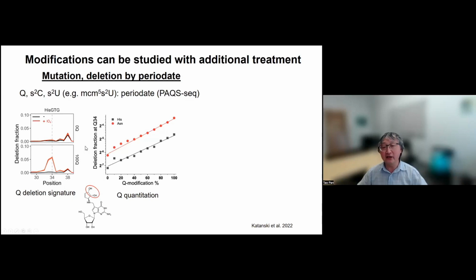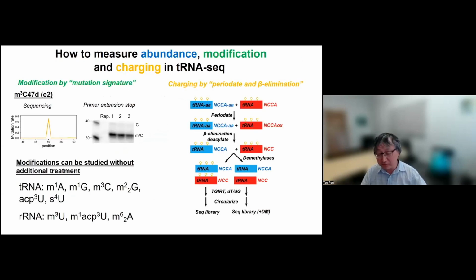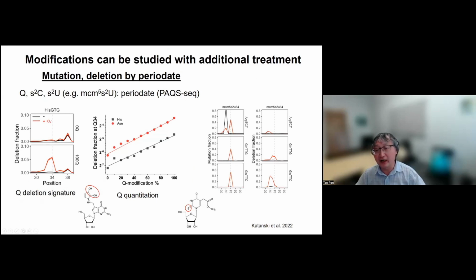So even though there's a low deletion fraction, this allows us to quantitatively estimate or compare the Q modification fractions between two samples. Another bonus we got out of this is that any tRNA modification with a two sialyl position also gets oxidized by periodate, leaving behind a very nice mutation signature.